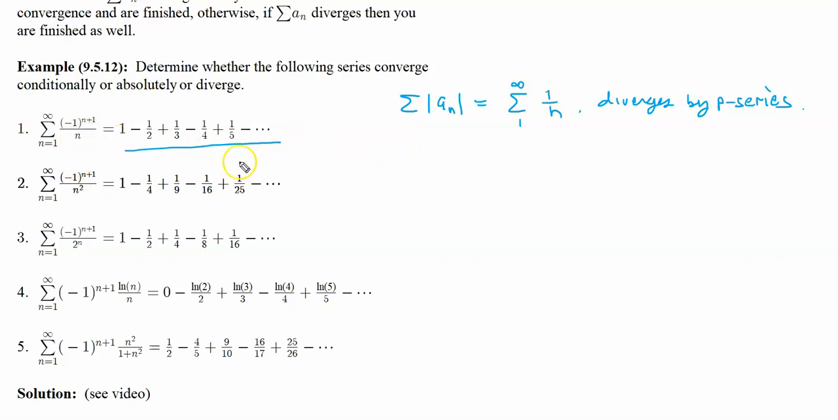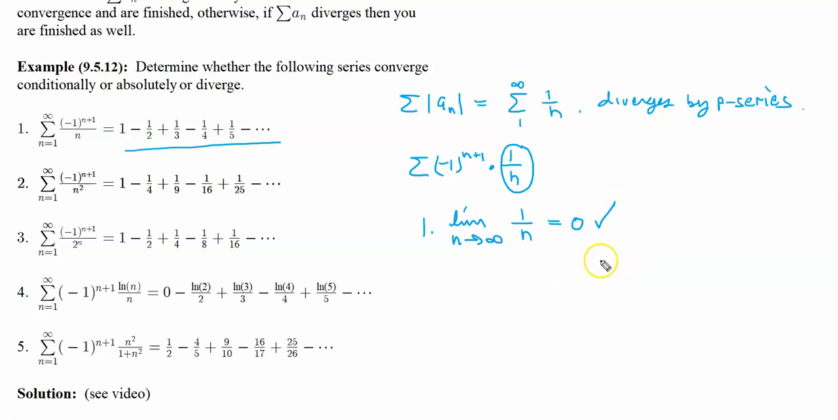So what we want to look at next is, since this is an alternating series, perhaps we can apply the alternating series test. So since this series can be written like this, remember with the alternating series test, we want to look at these terms to see if it satisfies the two conditions that we need for convergence. So first of all, does the limit as n goes to infinity of 1 over n equal 0? Well, yes it does, right? So that's condition 1 of the alternating series test.